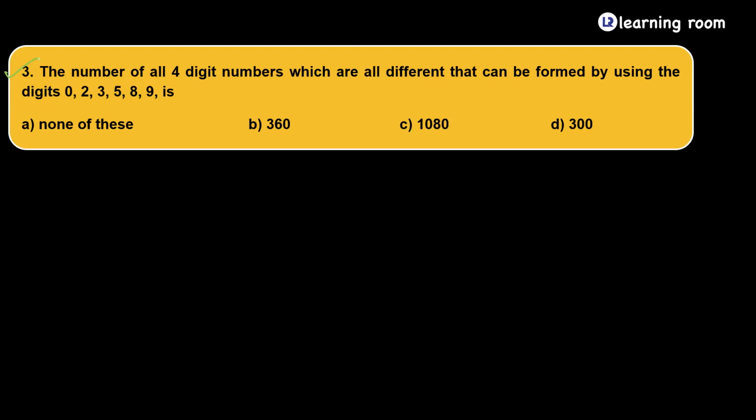So the number of all 4-digit numbers which are all different that can be formed by using the digits 0, 2, 3, 5, 8, 9 is. So they want a 4-digit number.